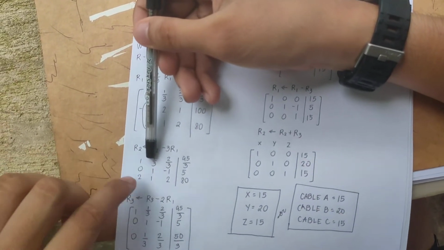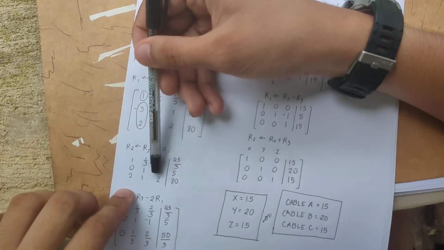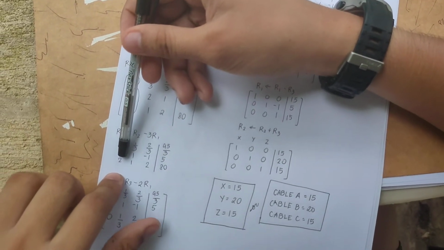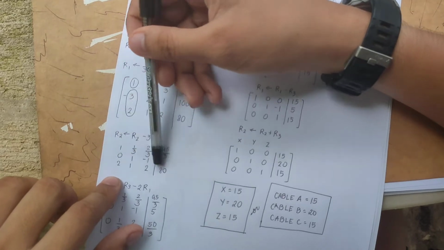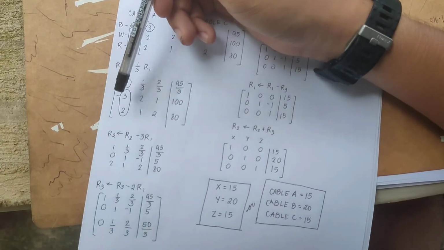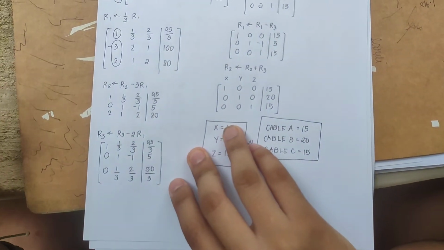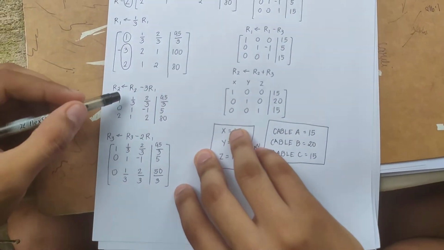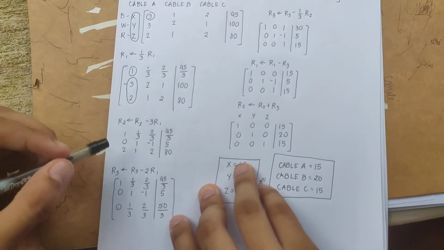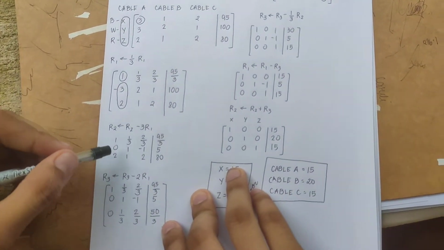Hindi magbabago yung row 1, row 3. Ito lang ang magbabago, yung row 2, because ito yung ating i-evaluate. Ito lang yung papakialaman natin, dahil ito yung gagawin nating 0. Next step is row 3 is equal to row 3 minus 2 R1. Row 3 naman ang papakialaman natin. Hindi magbabago ang row 2 natin and row 1. Copy lang, copy natin yung row 1, copy natin yung row 2.